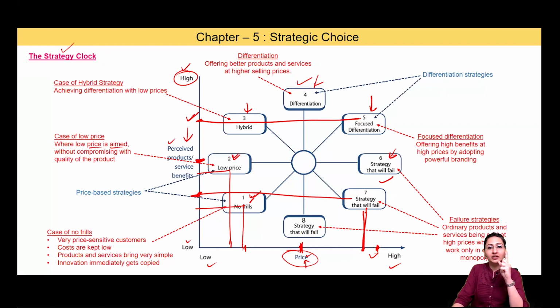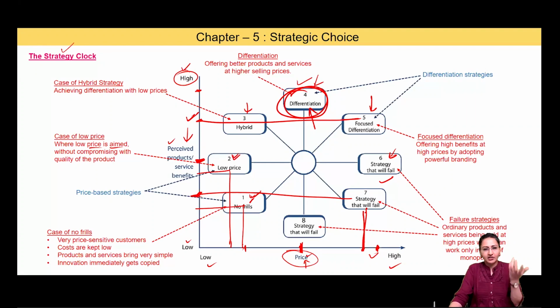So identify where your product lies in the whole clock, and then decide what your strategy should be. For example, if my product lies here, I should go ahead with differentiation, where I should maintain a nominal price, because people do consider my product to be of high perceived value. So the price should be okay, not too low, not too high. So first identify where your product sits, and then decide how pricing and the strategy should be implemented.